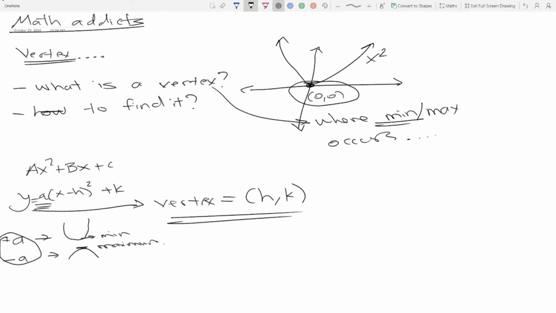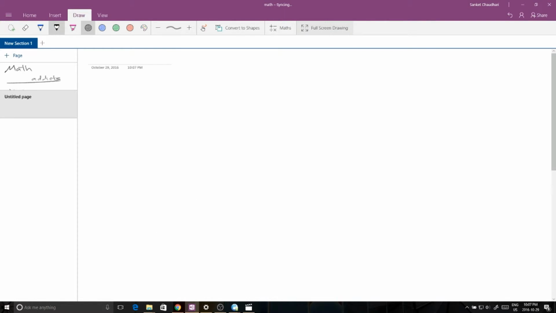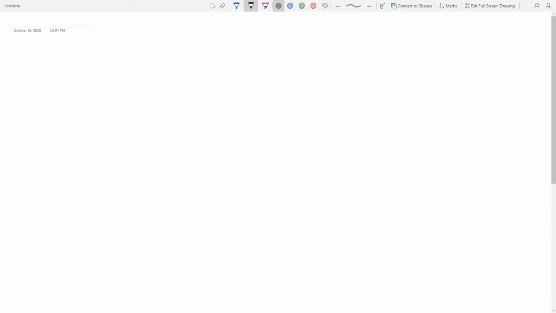Let's go look at an example where we have to complete the square. We have to go from this form to this form. Okay, so here, let me just add one more page. All right, so now let's say this is our example, x squared plus 6x plus 7. Now that's a standard form.